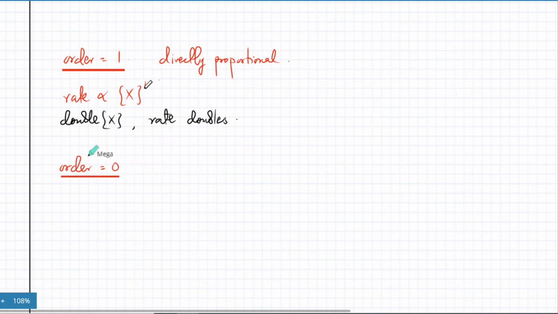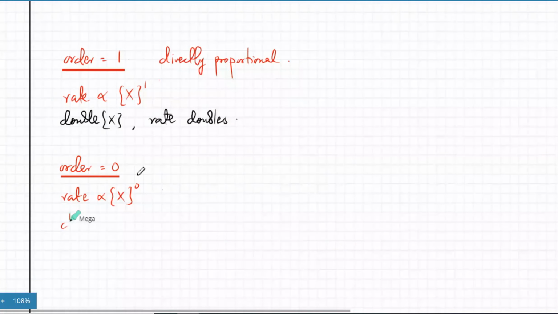The relationship would be like this: rate depends on the concentration of X and the power is 0. What do you think the relationship is like if the power is 0? With directly proportional, we understand that you increase. But if it's power 0 and I double the concentration of X, what would happen to the rate? Nothing would happen, because any concentration to the power 0 is basically 1. So it would just remain the same.